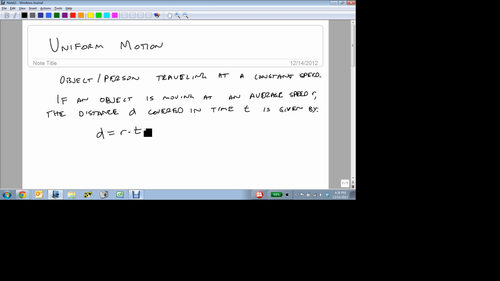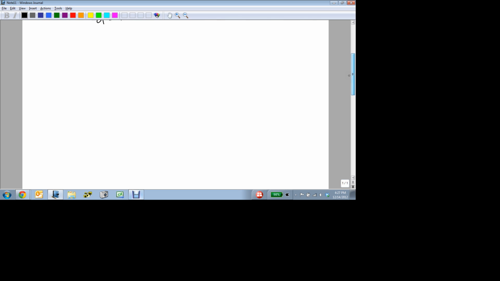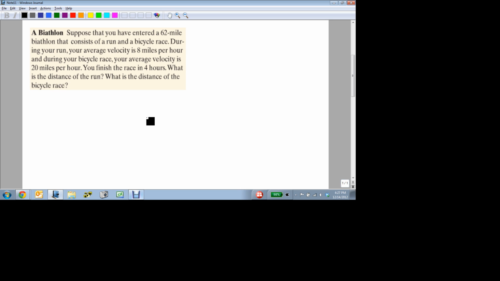We're going to use this formula in every problem, but not every problem is going to be set up exactly the same. They're all going to use it, but they're all going to use it in a different way. So let's show an example. Here's a problem, and we're going to use the uniform motion to solve this.